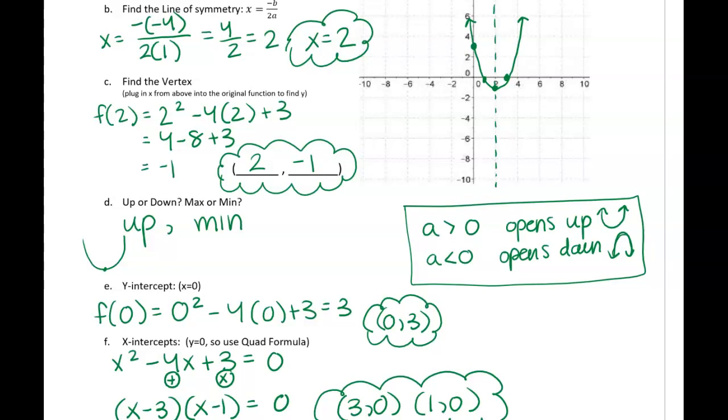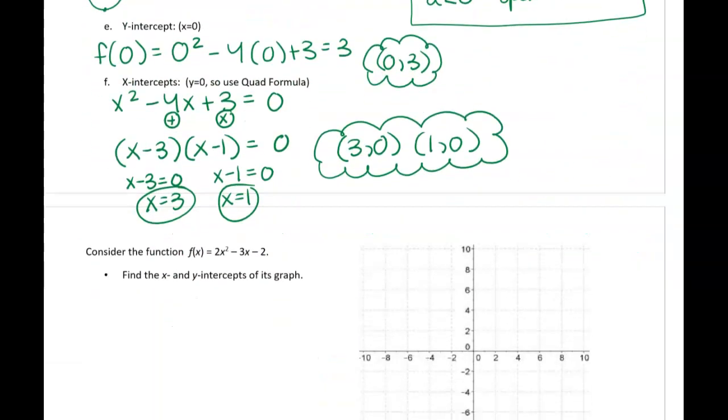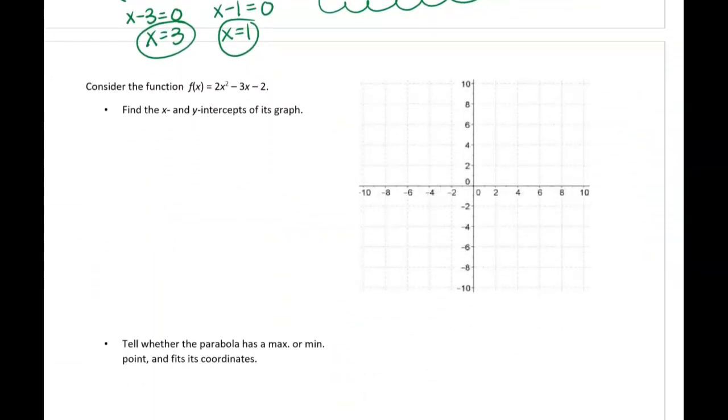Now let's look at another one. 2x squared minus 3x minus 2. So let's find the x and y intercepts. For the x-intercepts, that's where y is 0. So we're going to have to set this equation equal to 0. So 2x squared minus 3x minus 2 equal to 0. You could factor. I'll show you the quadratic formula for this one though.